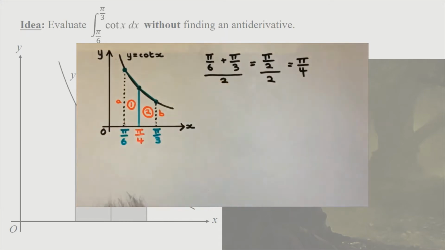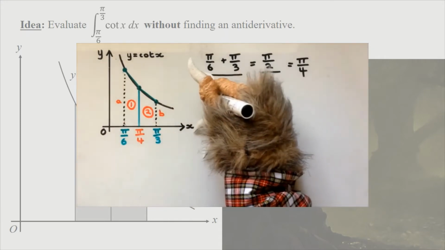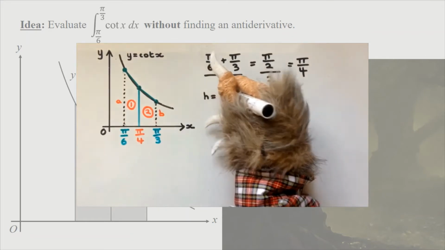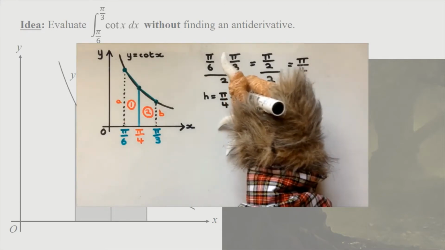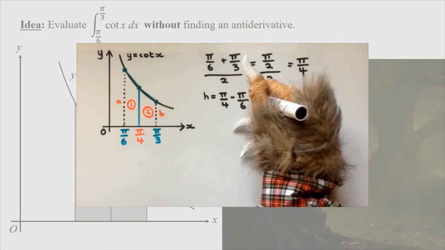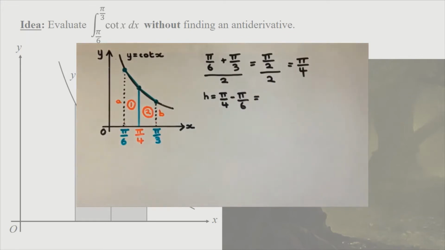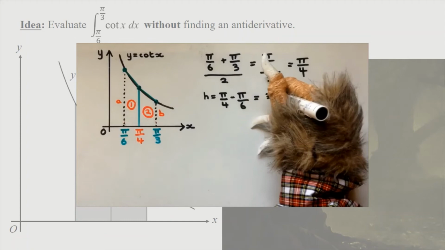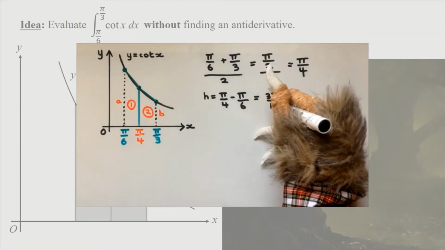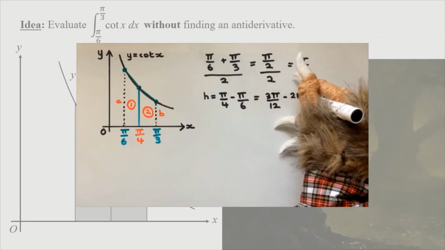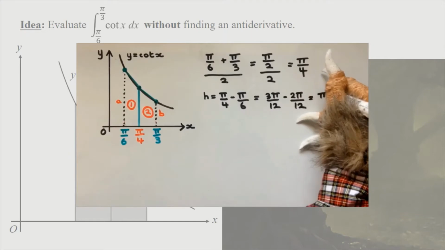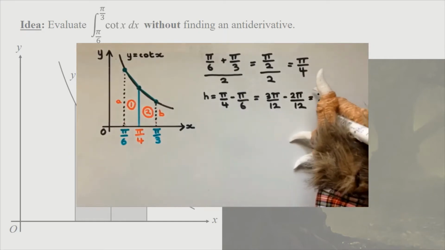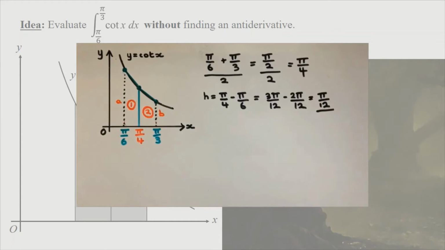So h is going to equal pi over 4, I'll use shape number 1, subtract pi over 6. We can convert these into 12ths. So 3 pi over 12, subtract 2 pi over 12, which is going to be pi over 12. So there's the height of our trapezium, perpendicular height. Great, so we've got our h.